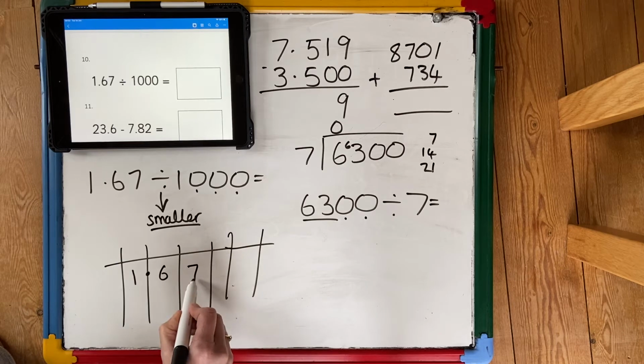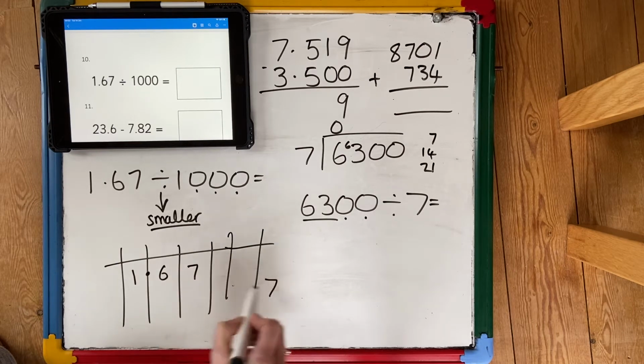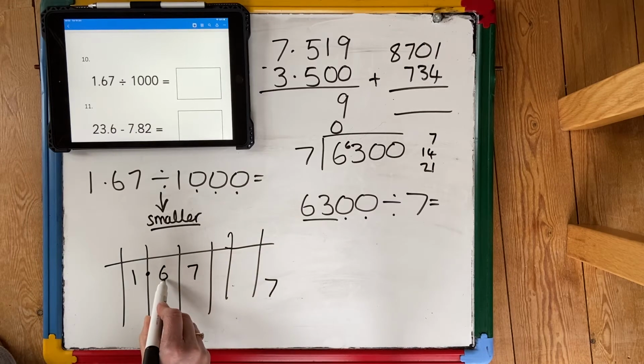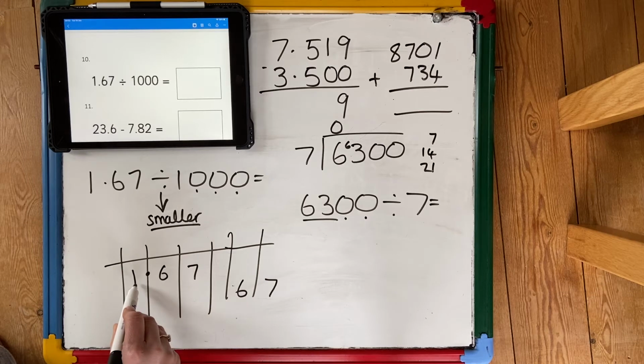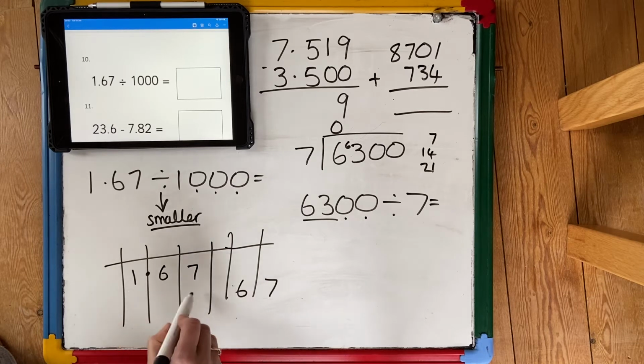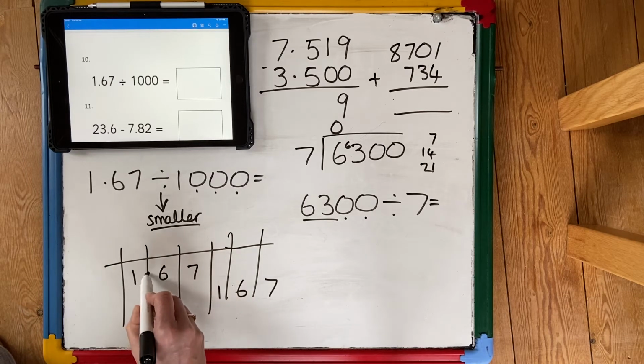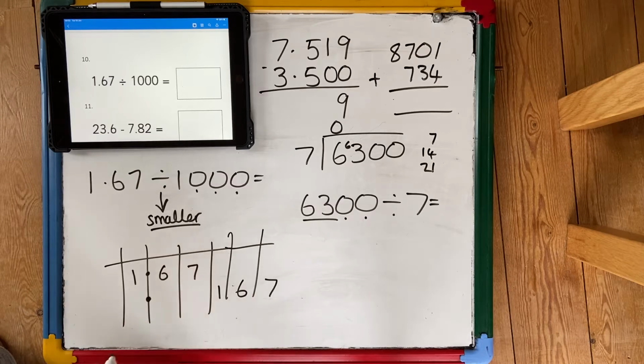So pick up the 7, move it 3 places. 1, 2, 3. Pick up the 6, move it 3 places. 1, 2, 3. Pick up the 1, move it 3 places. 1, 2, 3. The decimal point remains here. So here you need your placeholders. So there's your very, very small number.